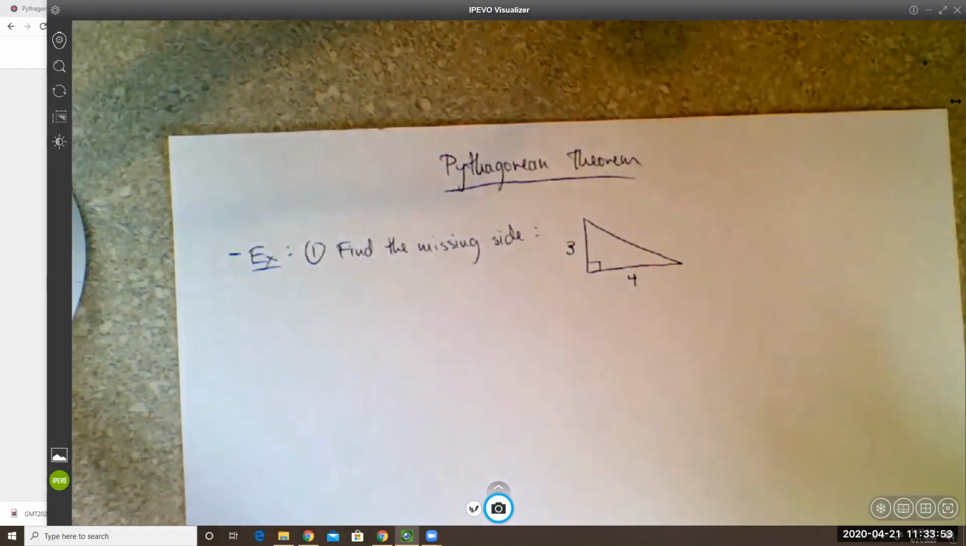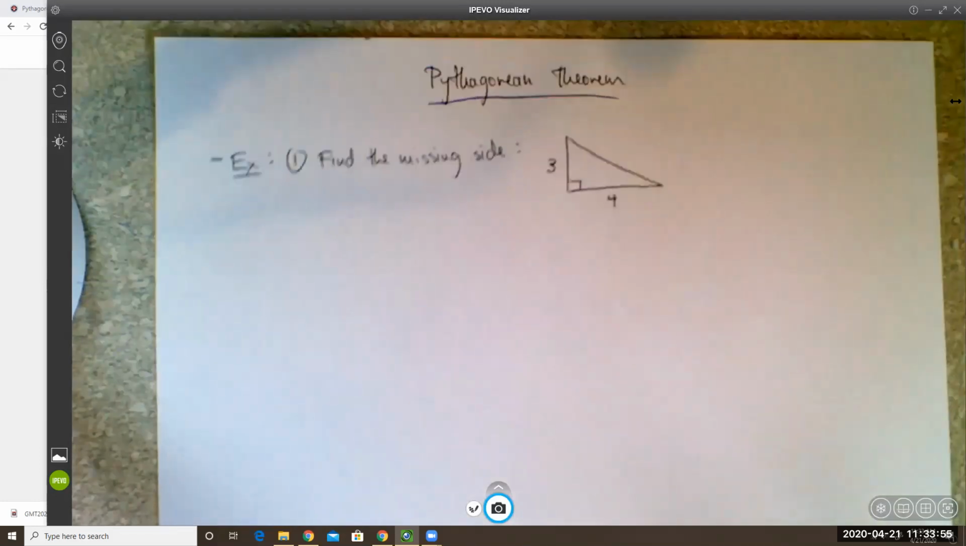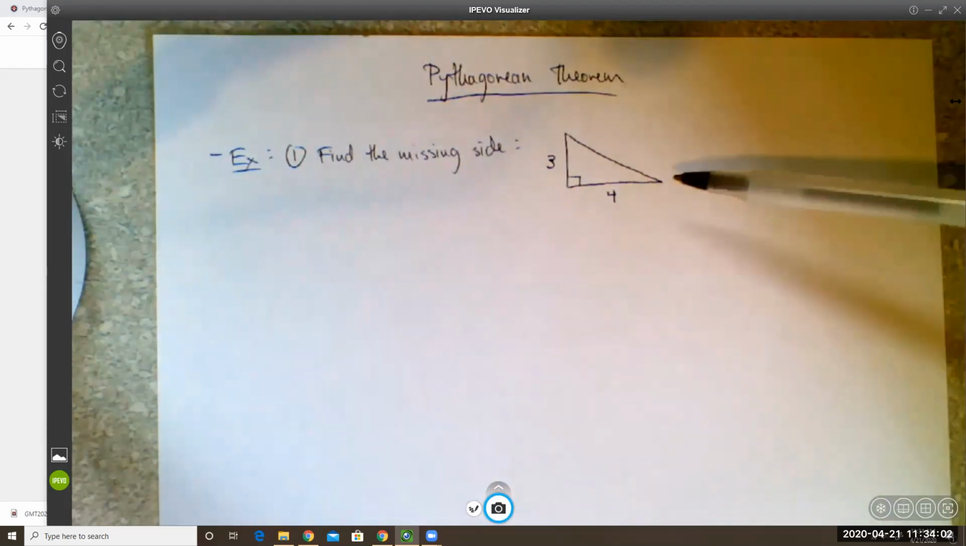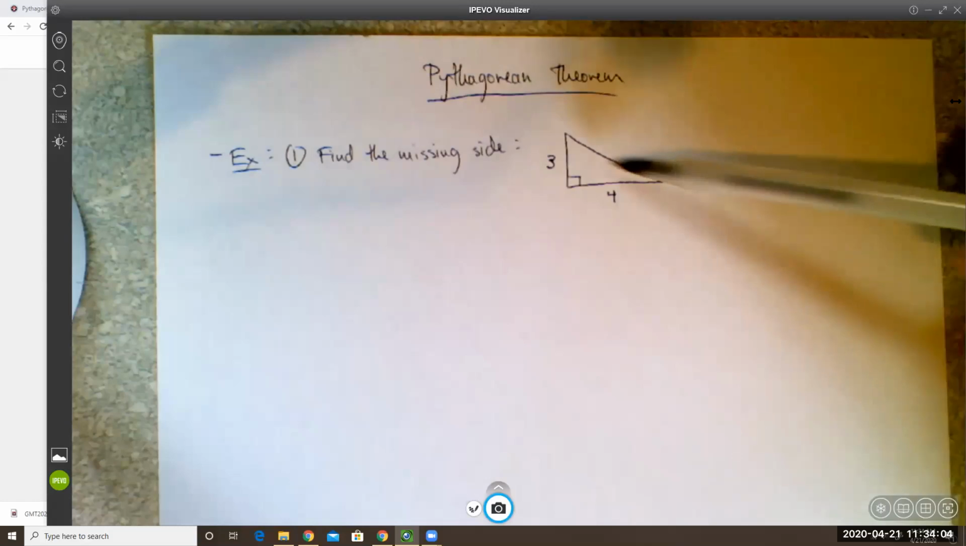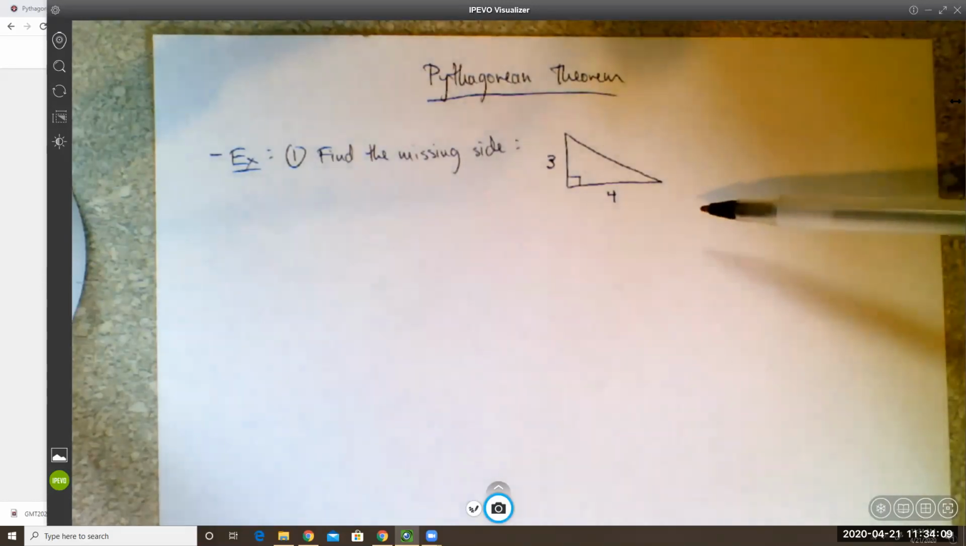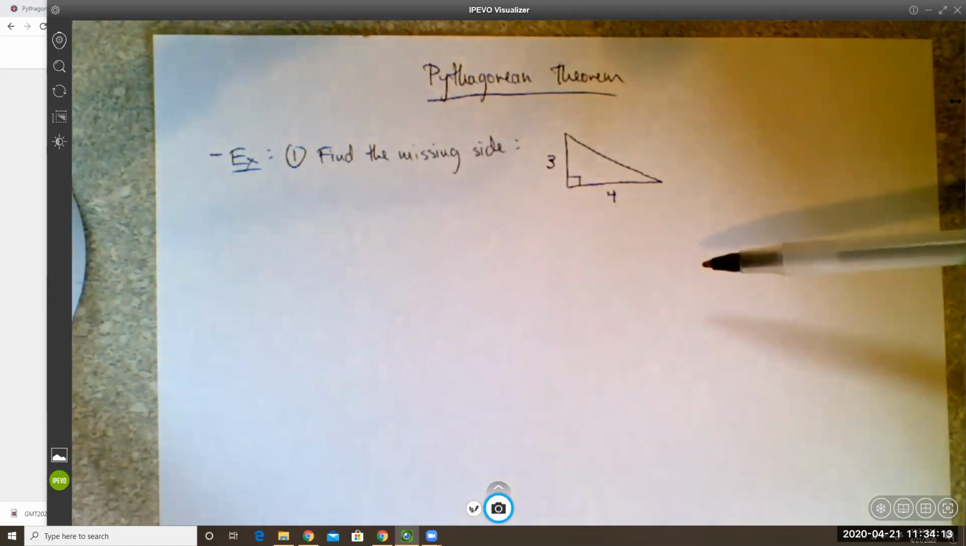Okay, so I wanted to give you a few examples of the Pythagorean theorem in action. I'll give you a second to work on this one, see if you can find the length of the missing side here. So go ahead and give the video a pause and see if you can do it on your own. I'm going to go ahead and work out my solution.